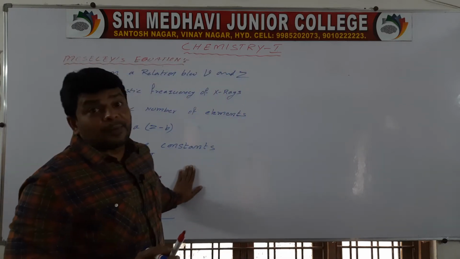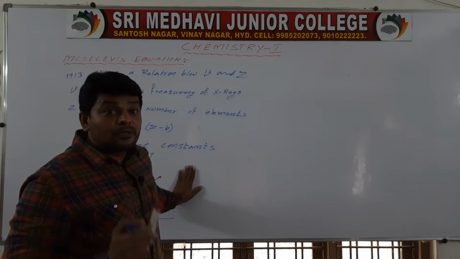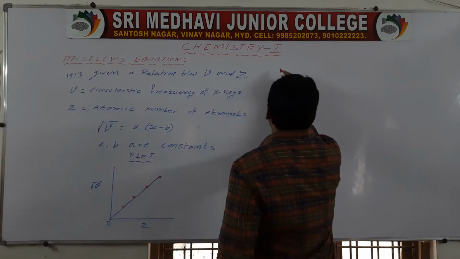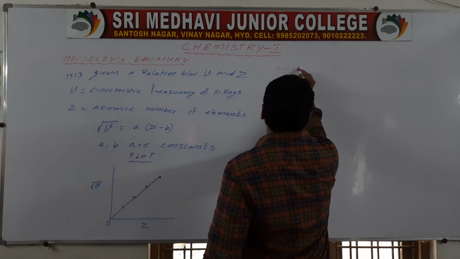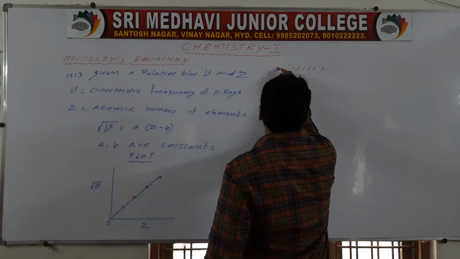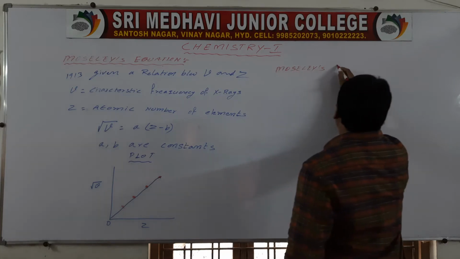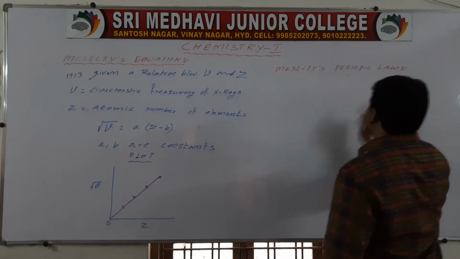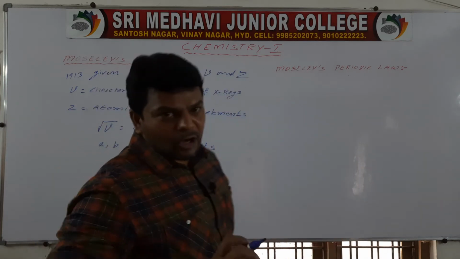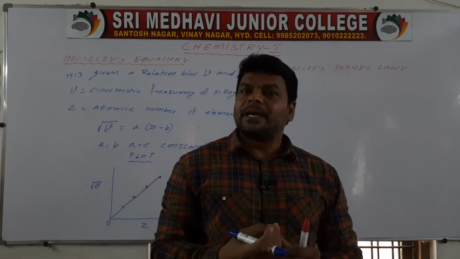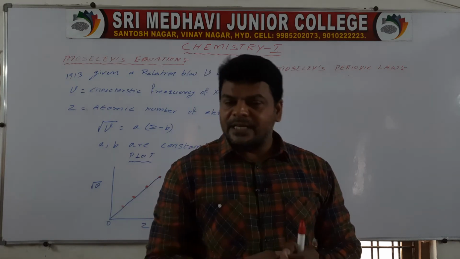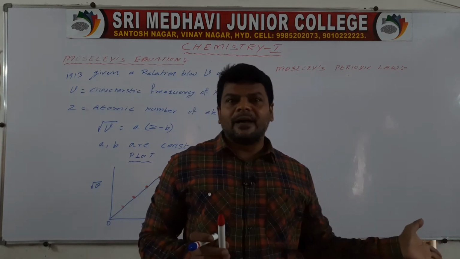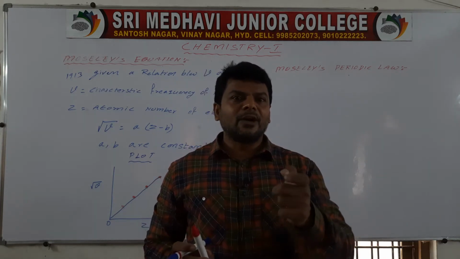Based on this conclusion, he proposed a law that is Moseley's periodic law, or the modern periodic law. What is Moseley's periodic law? The physical and chemical properties of the elements are the periodic functions of their atomic numbers. Only one word is modified in Mendeleev's periodic law: instead of atomic weights, he has taken atomic numbers.